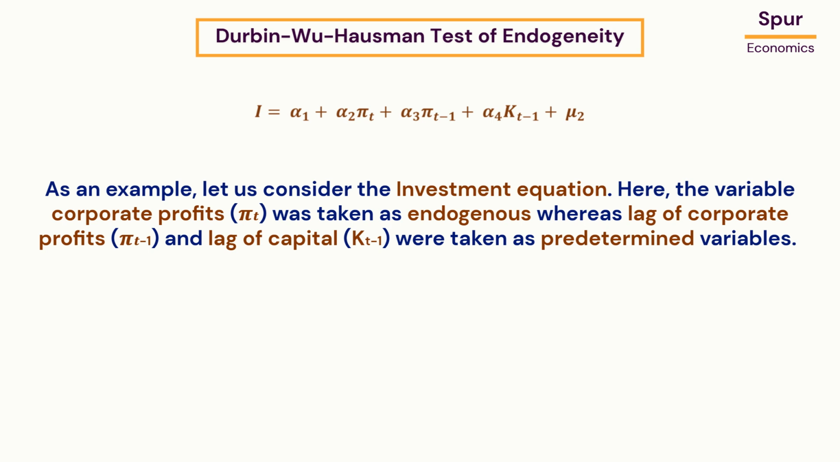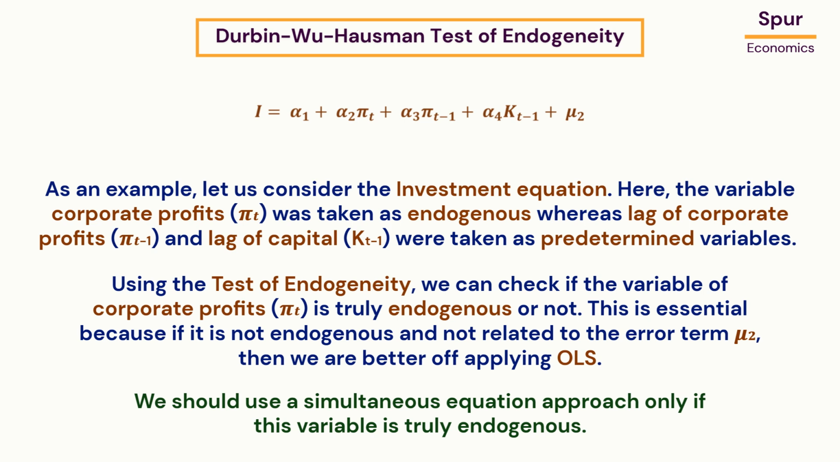Here, the variable corporate profits was taken as endogenous, whereas lag of corporate profits and lag of capital were taken as predetermined variables. Using the test of endogeneity, we can check if the variable of corporate profits is truly endogenous or not. This is essential because if it is not endogenous and not related to the error term mu2, then we are better off applying OLS. We should use a simultaneous equation approach only if this variable is truly endogenous.